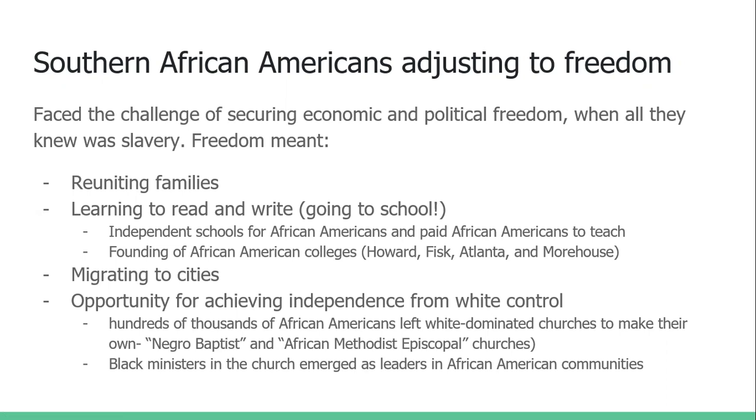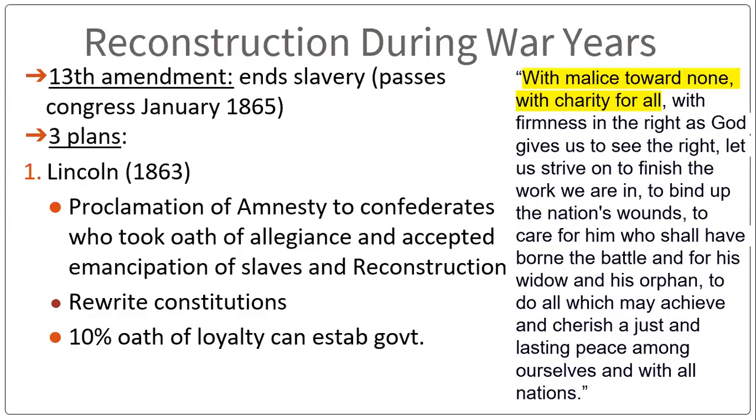All right, so now let's get into a couple more things. Reconstruction itself, we're going to be starting with Lincoln's plan. During the war, before Lincoln was assassinated, he wanted the 13th Amendment, the one that, when passed, officially ended slavery. But building up to that, we see the proclamation of amnesty to Confederates who took an oath of allegiance and accepted emancipation of slaves. So basically, Confederates who said they would never rebel against the United States again have to accept that there are no slaves anymore.